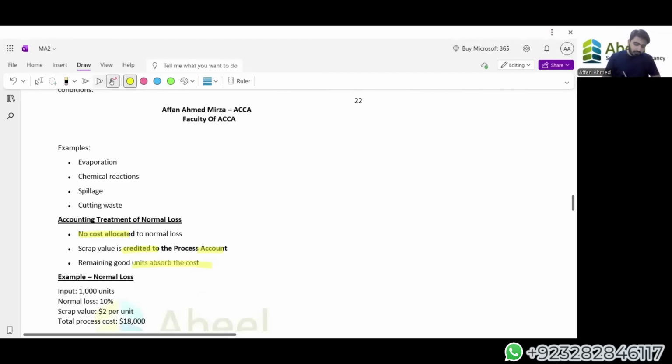So if I just quickly solve this numerically in front of you guys, the input units were 1000, 10% of them were lost. So first of all, expected units.